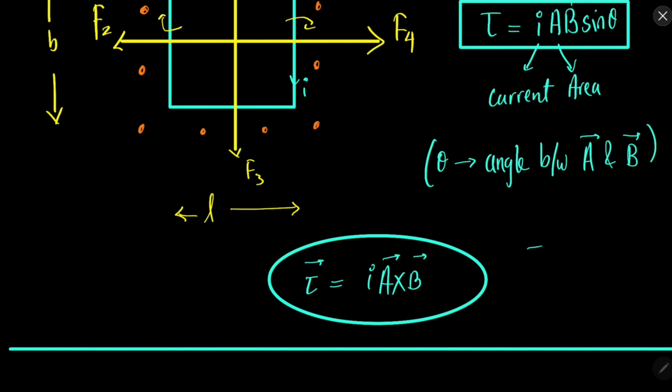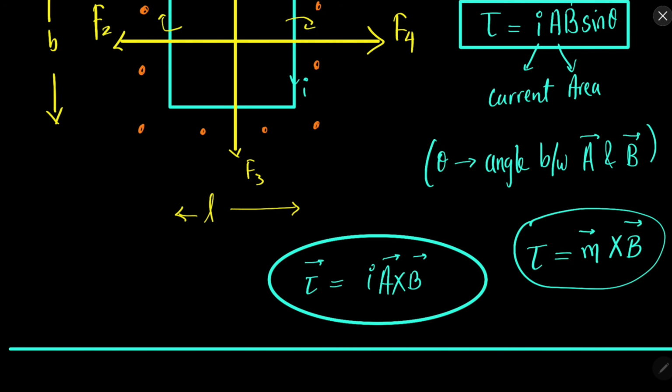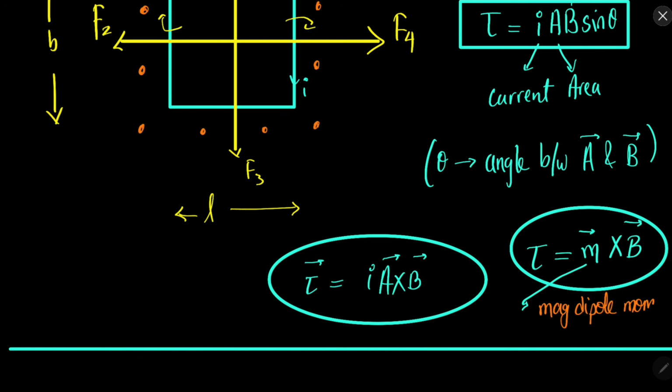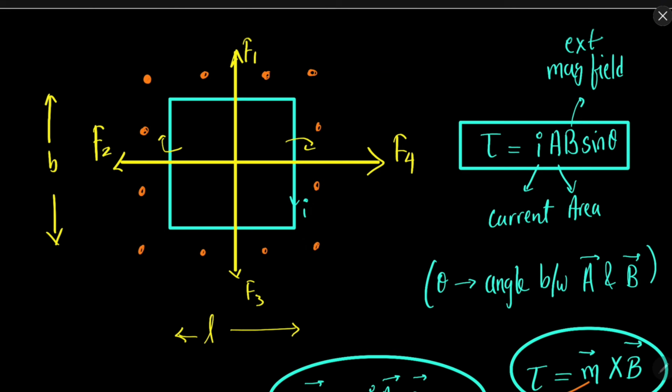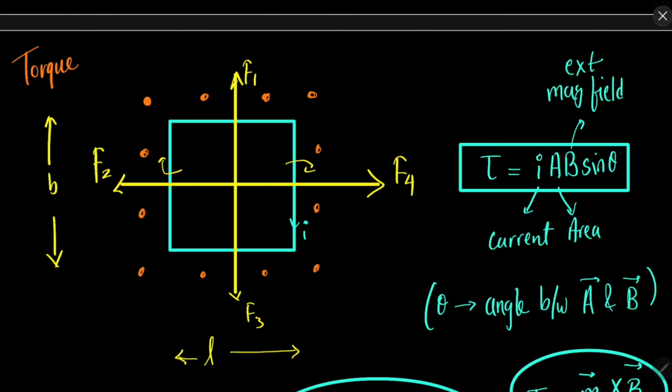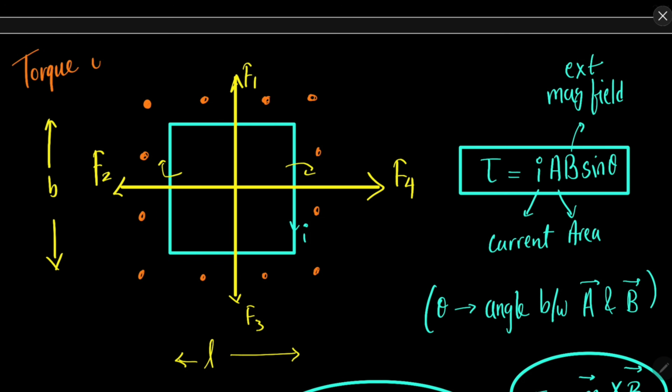Also this torque can be put in another way, which is mu cross B or M cross B, where M is the magnetic dipole moment, which is equal to current into area. So this can also be used for torque. So these three formulas are therefore useful. Torque on a loop.